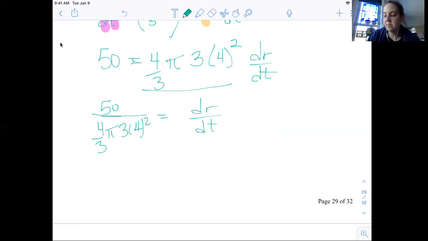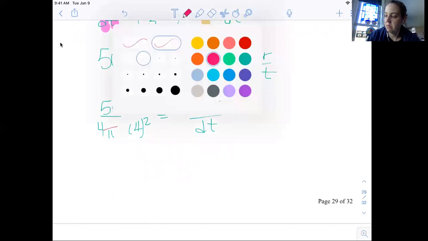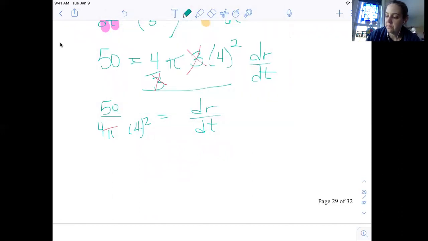And as I'm looking at this problem, it just occurred to me there's a little bit of simplifying we can do. Here's a 3 in the numerator and a 3 in the denominator. Those are going to cancel out. So they don't even exist down here. Let me erase those. This 3 is gone, and this 3 is gone. Four pi, 4 squared. There we go.